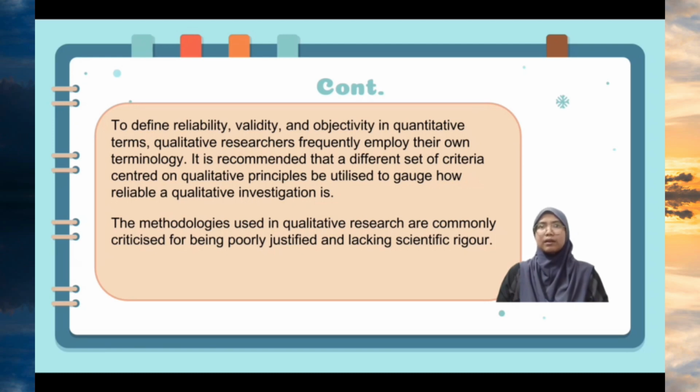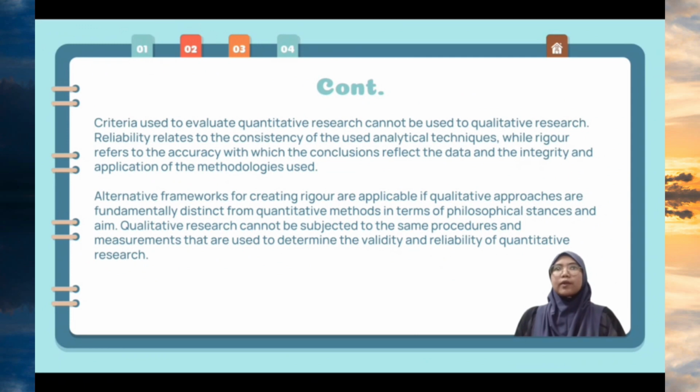The methodologies used in qualitative research are commonly criticized for being poorly justified and lacking scientific rigor, because there is no widely agreed consensus about the standards by which such research should be evaluated. It might be difficult for the inexperienced researcher to demonstrate rigor. Criteria used to evaluate quantitative research cannot be used for qualitative research. Reliability relates to the consistency of the analytical techniques used, while rigor refers to the accuracy with which the conclusions reflect the data and the integrity and application of the methodologies used.